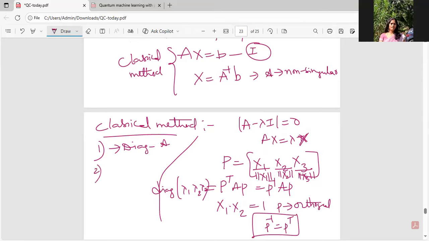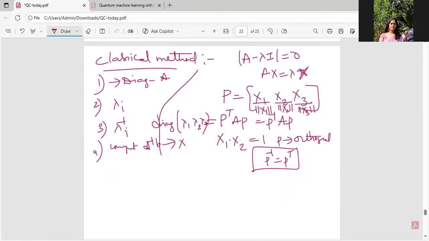Second thing is, in the process of diagonalizing, I'll be finding out the lambda i's. Here, since I have A inverse, I also would need lambda inverse. Reciprocate the eigenvalues. That's it. Once I reciprocate the eigenvalues, I just compute A inverse B, which gives me the value of X. That's how I will do it. This is all about the classical method. Why I talked about the classical method is that quantum is also similar. HHL in quantum, the process is similar, but we do it in quantum states.